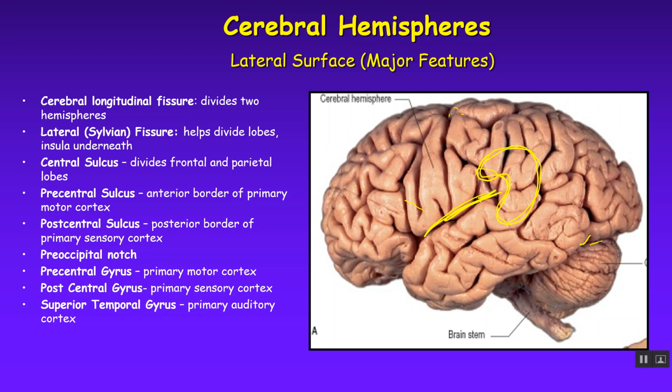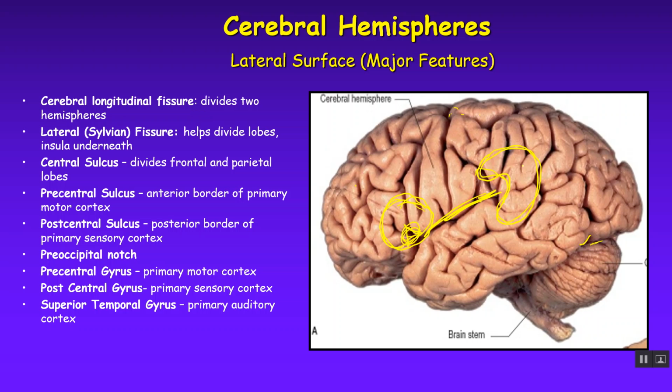Broca's area is right around this area right here. This little area right here is called the operculum, but Broca's area is right here, and that's the speech center. That's for planning speech and expressing yourself. Broca's area is right in there.